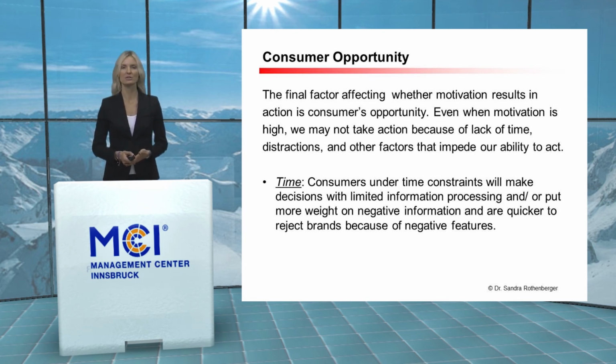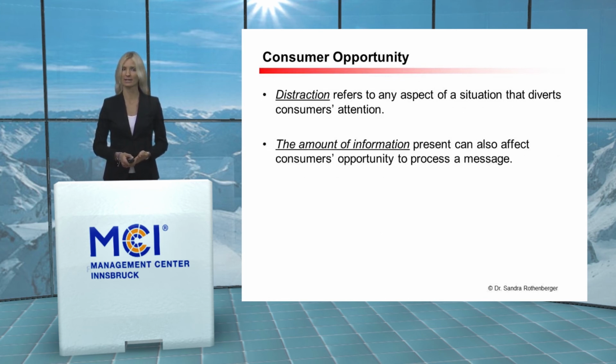One of the factors which influence our opportunity to act is time. Consumers under time constraints will make decisions with limited information processing and/or put more weight on negative information, and are quicker to reject brands because of negative features. Distraction, for instance, refers to any aspect of a situation that diverts consumers' attention. Example: talking to someone while they are viewing an ad on TV.